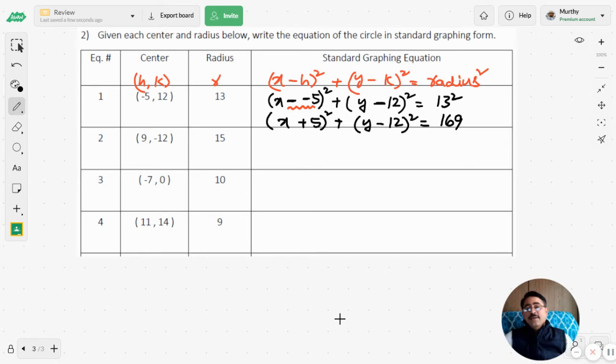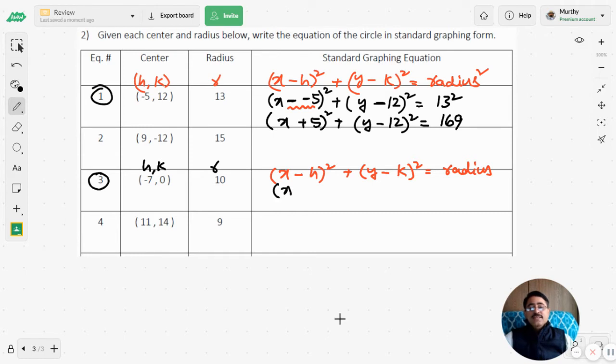Let me take another question. I'm skipping one. There's no reason to skip, but I'm just taking odd values. So let me write once again the formula, which is (x minus h) square plus (y minus k) whole square equals radius square. Don't forget that the first one is h, the next one is k. Think of alphabetical order: first h comes, then k comes. And this is the radius.